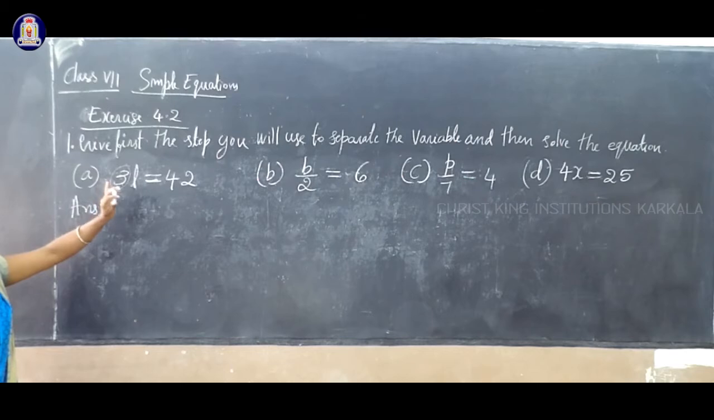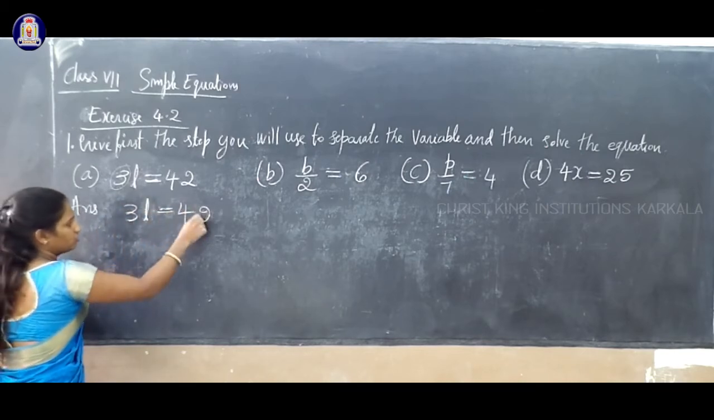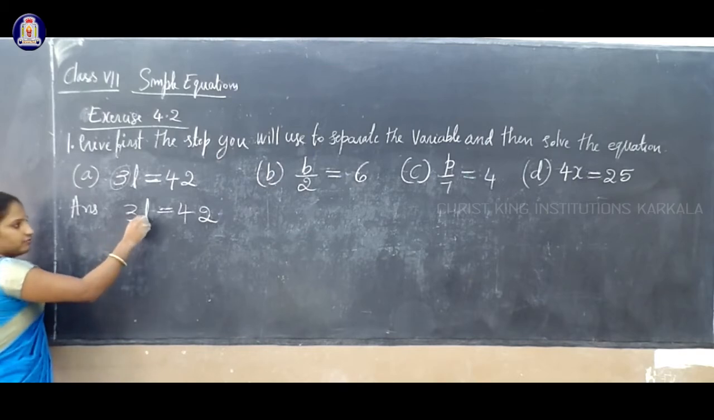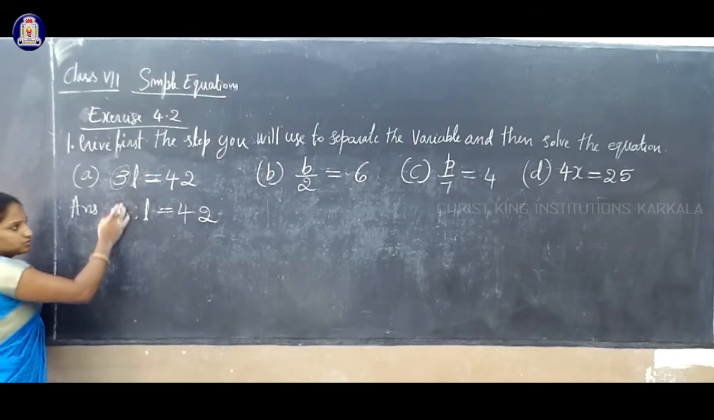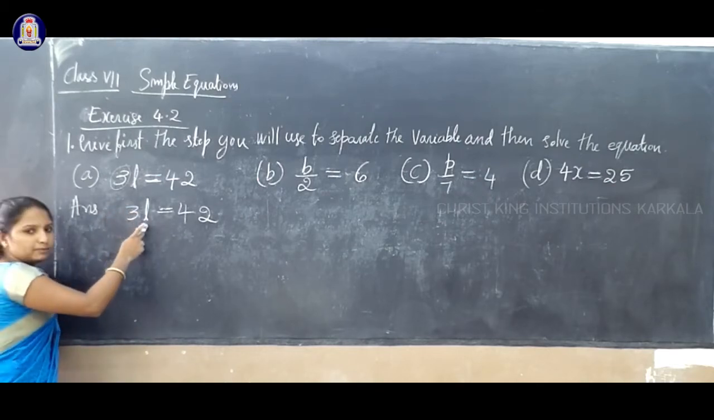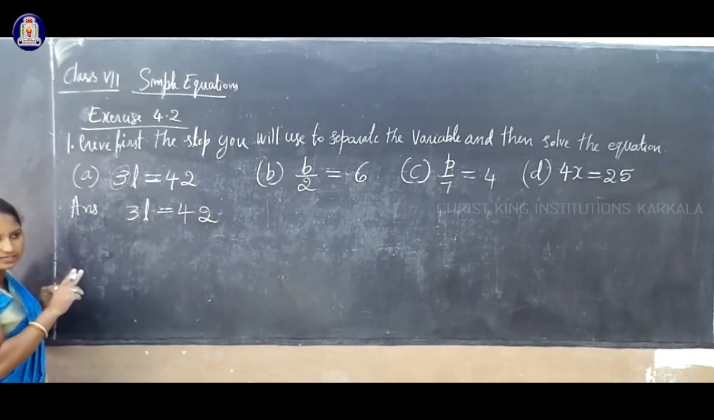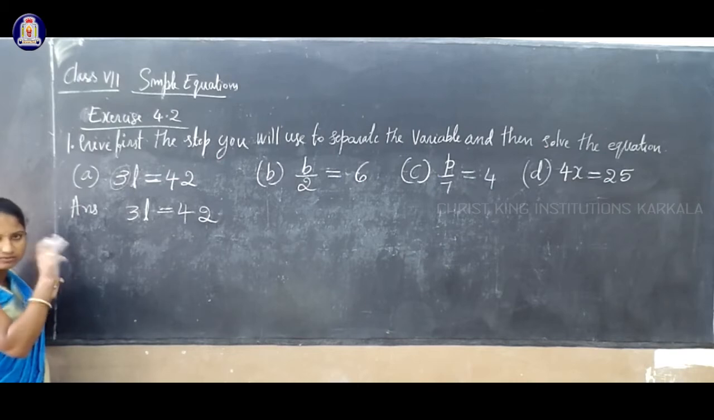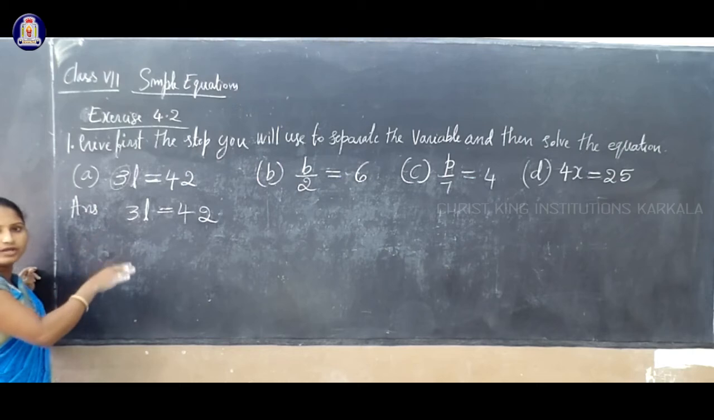Here, dividing by 3 on both the sides. So first write 3L is equal to 42. Along with the variable there is a number, that is 3. This 3 we have to remove to separate the variable. It is multiplied, so to remove it we divide by the same number. If it is addition, then we subtract, right? If it is minus, we add. Like this, here it is multiplied, so we have to divide.